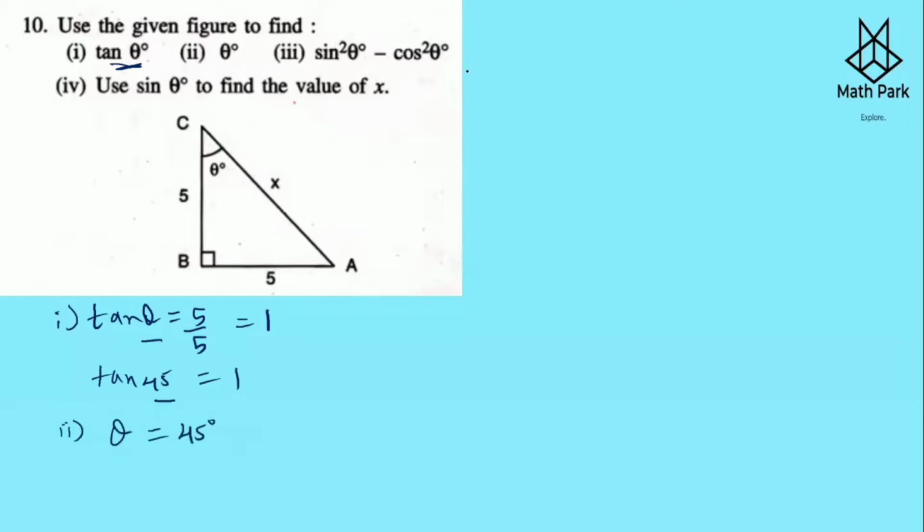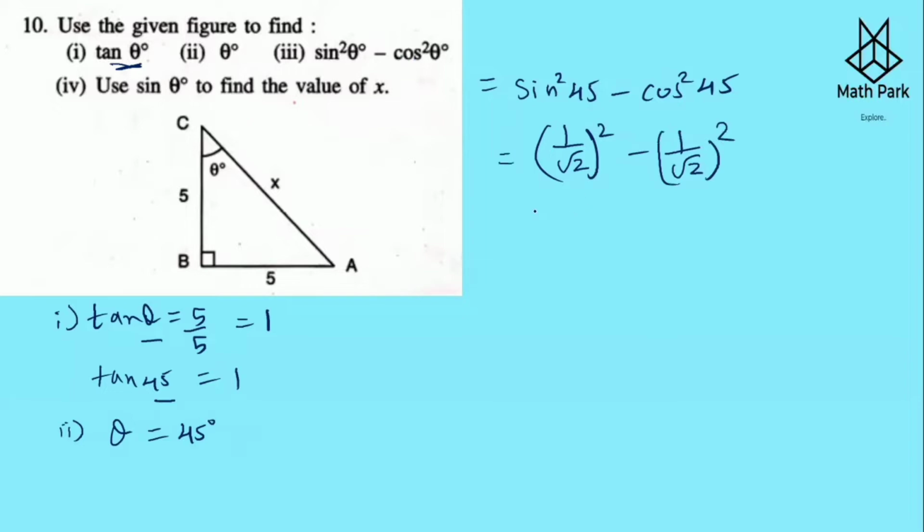Okay, let us do the third part. We have to find sine square theta minus cos square theta. So sine square 45 minus cos square 45. We know that the sine 45 value is 1 upon root 2, and the square of this, minus cos 45 is also 1 by root 2, so square of this, and this is equal to 0. So it is half minus half, or subtracting the same quantity from both, it is going to be 0.